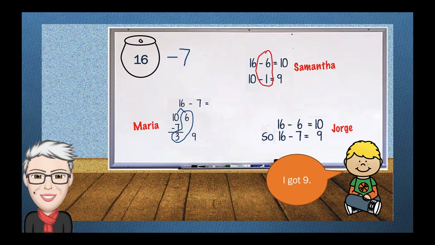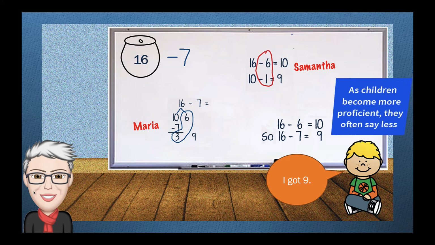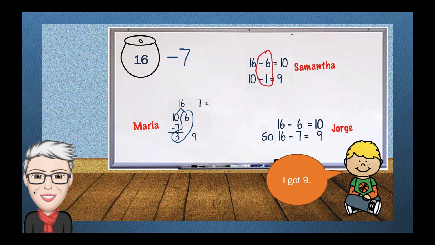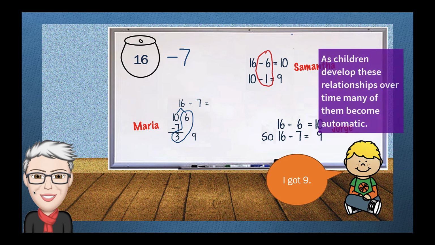Certainly, as children become increasingly proficient at solving additive tasks without any visual support, they often say less and less by way of explanation. They might simply say, as Max did, "I got 9," and not feel the need to provide any elaboration. They might assume that others in the class require no additional explanation as well. After all, a goal is that children become increasingly proficient with number relationships to 20. And as they develop these relationships over time, many of them become essentially automatic.